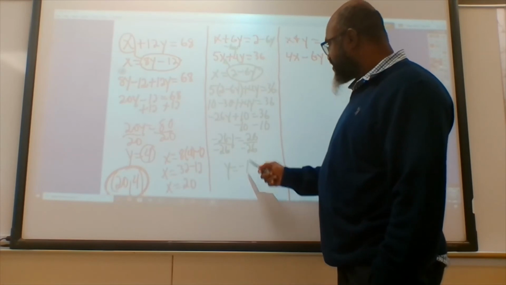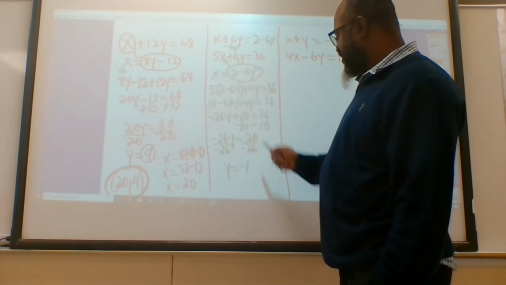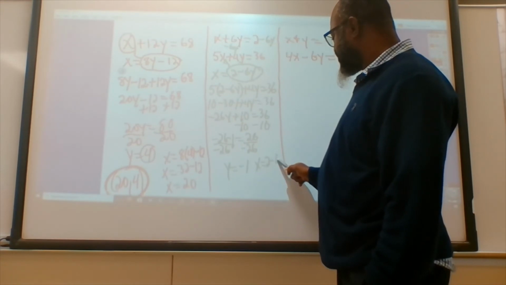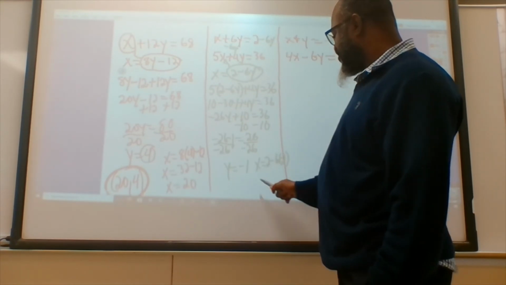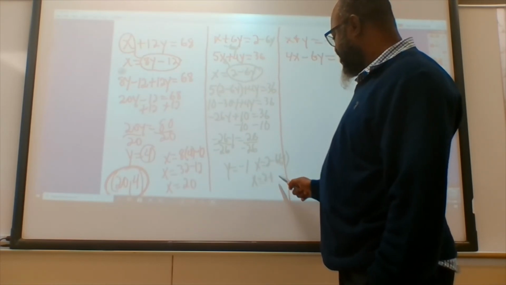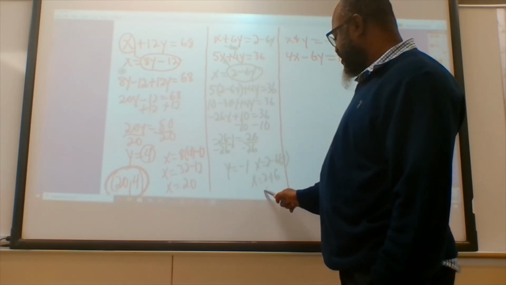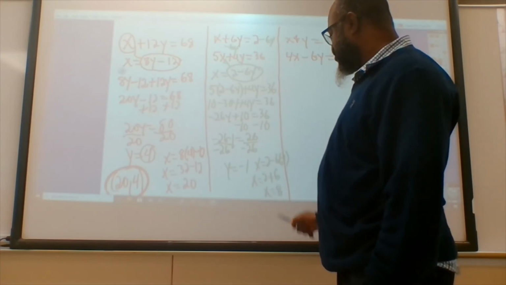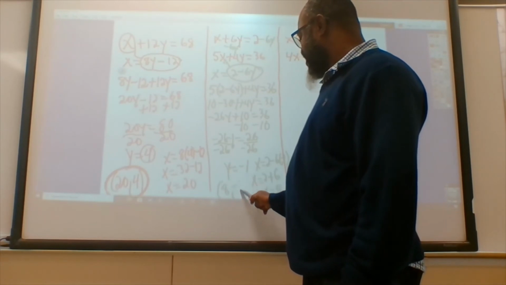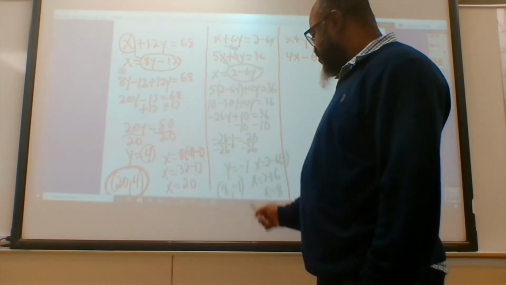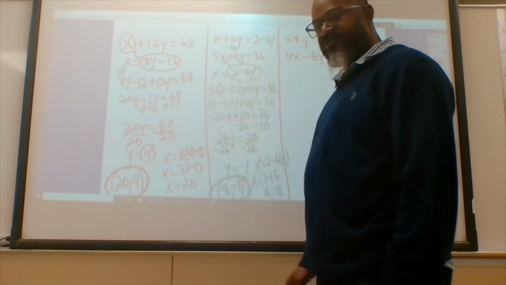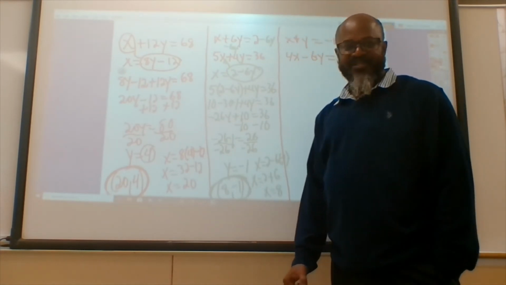Since I know what y is, I can come and replace it here. We have x equal 2 minus 6 times negative 1. I will have x equal to 2 plus, since negative 6 times negative 1 is 6, x is 8. So the solution of that system is (8, negative 1). Then if you were to graph it, that is the solution. That will satisfy both equations.